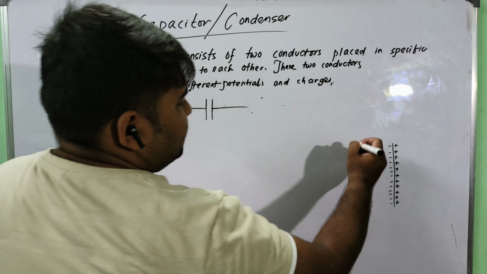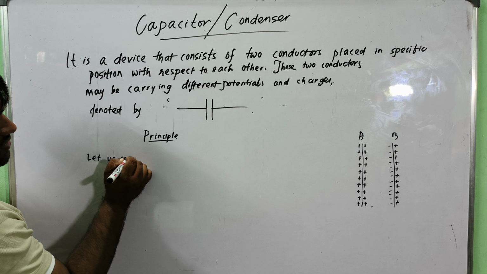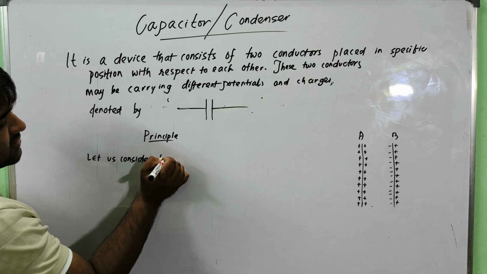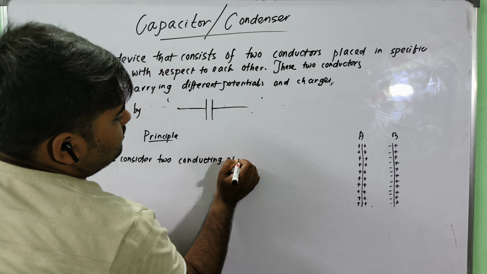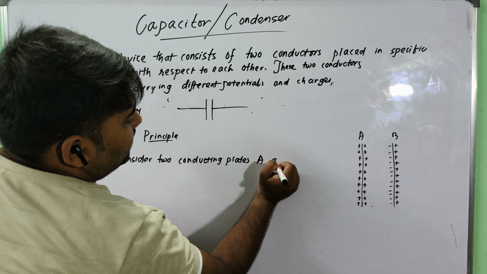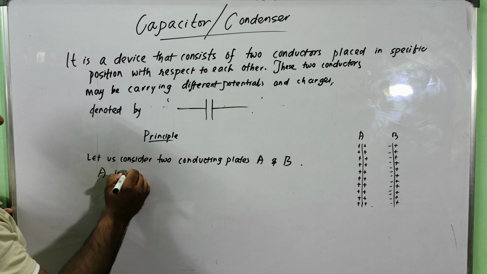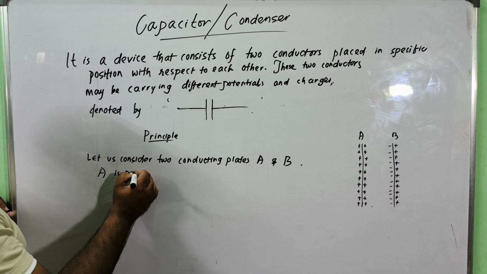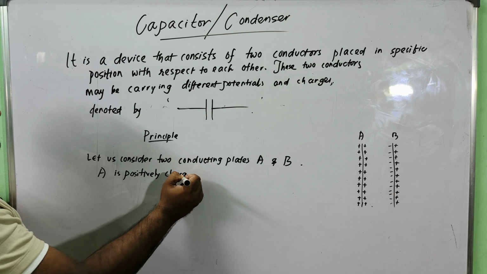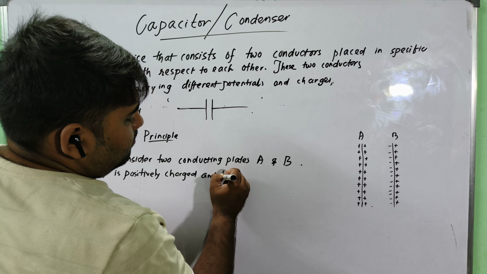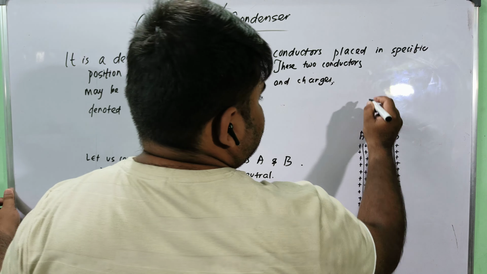So let us write this. Let this plate be A and this plate be B. Let us consider two conducting plates A and B. A is positively charged and B is neutral. This does not come in the exam, but you need to understand the concept very clearly.